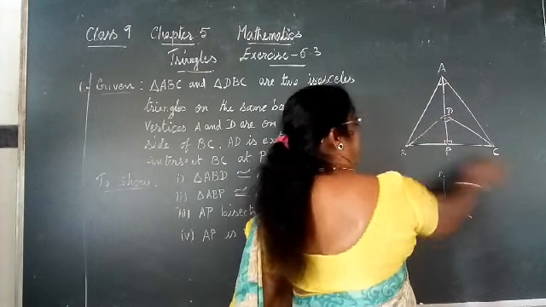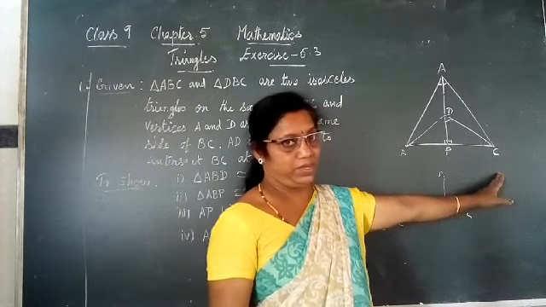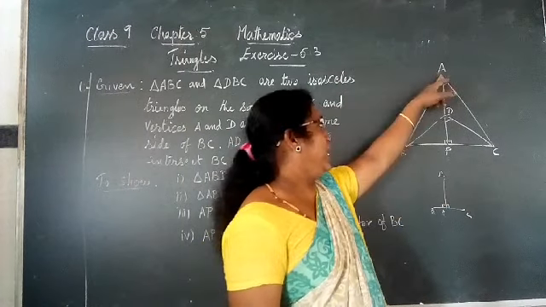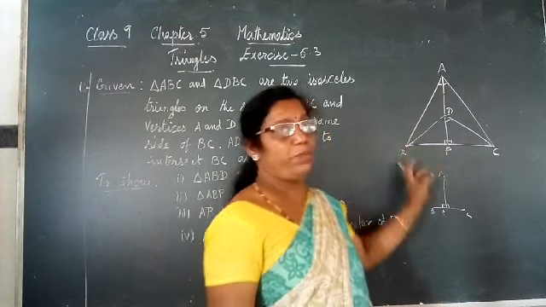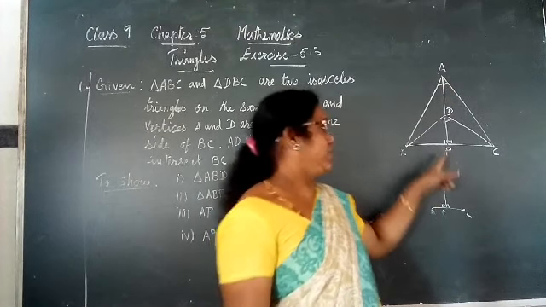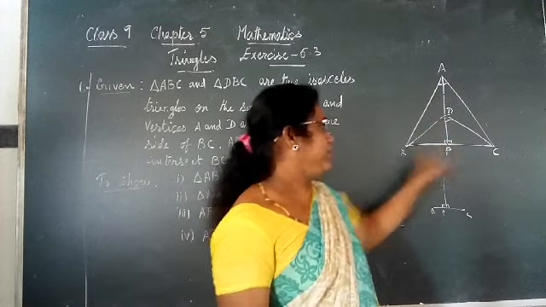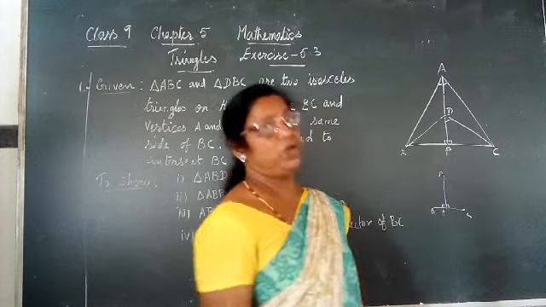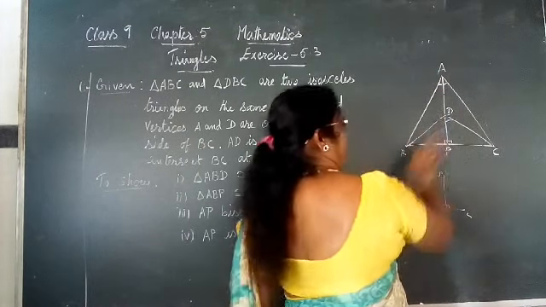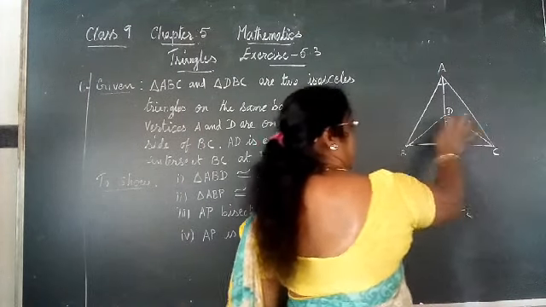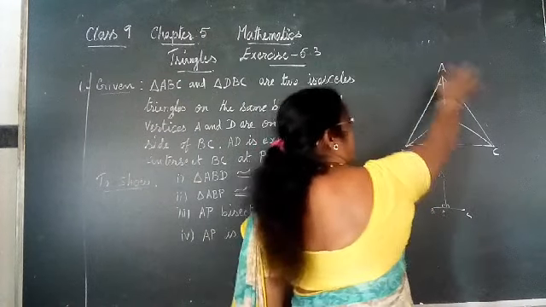ABC and DBC are the two triangles lying on the same base BC, and AD is extended so that it meets BC at the point P. We have to show that triangle ABD is congruent to triangle ACD, and also ABP is congruent to ACP.